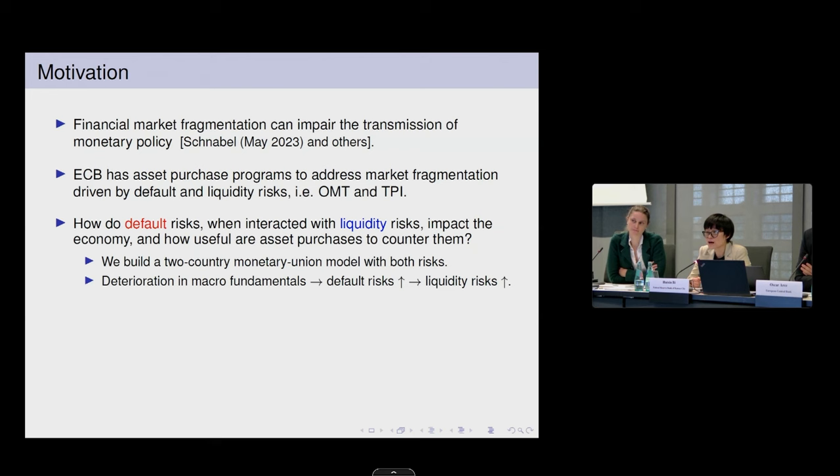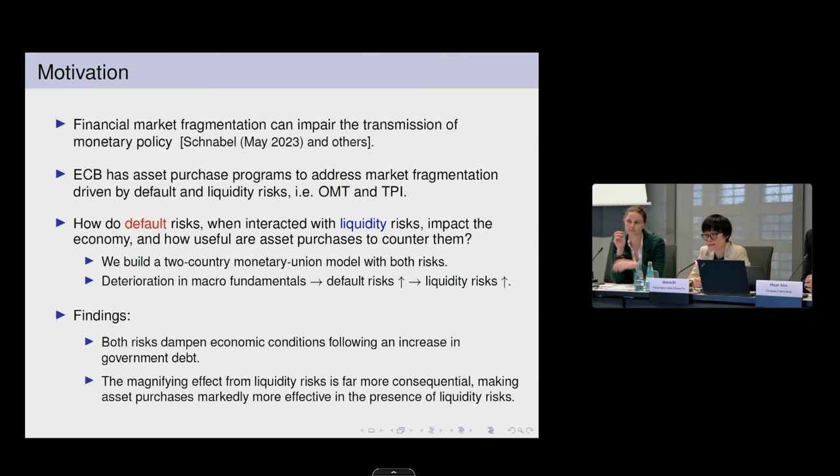So the question we focus on in this paper is specifically: how does default risk, when it interacts with liquidity risk, impact the economy, and how useful is asset purchase to counter them? To answer that question, we build a two-country monetary union model that features both types of risk. We specifically look at one type of transmission at the moment: when you have deteriorations in the macro fundamentals, that drives up the default risk, and that can spill over to liquidity risk through the financial market conditions.